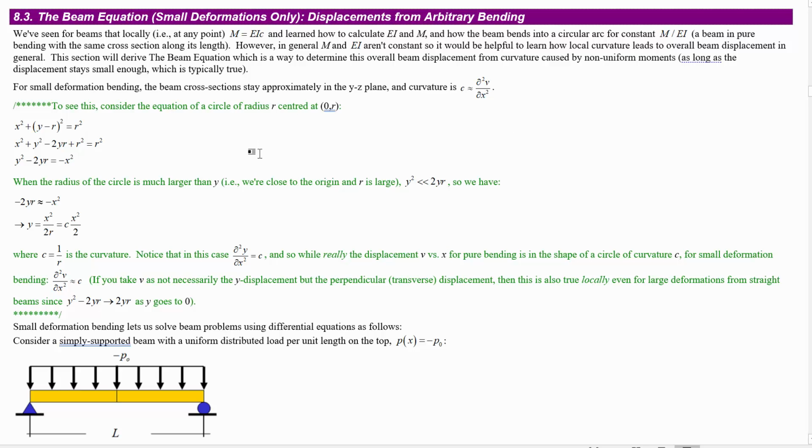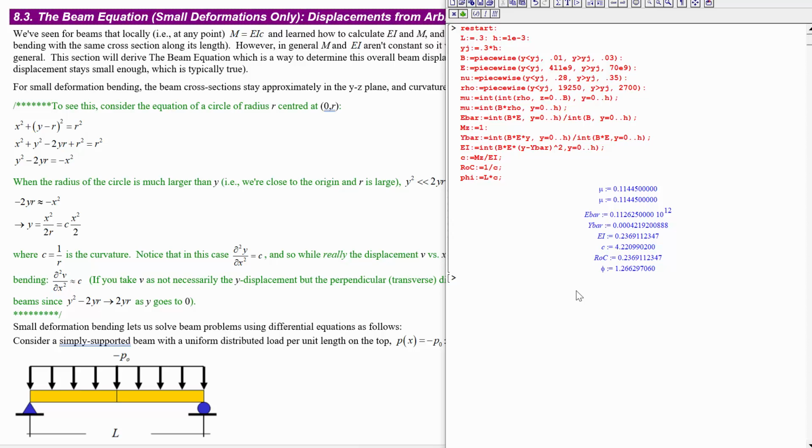To see this, we can have a look at an equation of a circle. So let's suppose that we've got a circle that's centered at 0, r. So it's displaced up by its radius, and this means that the bottom of the circle is going to be at the origin. Let's have a plot of a circle like this.